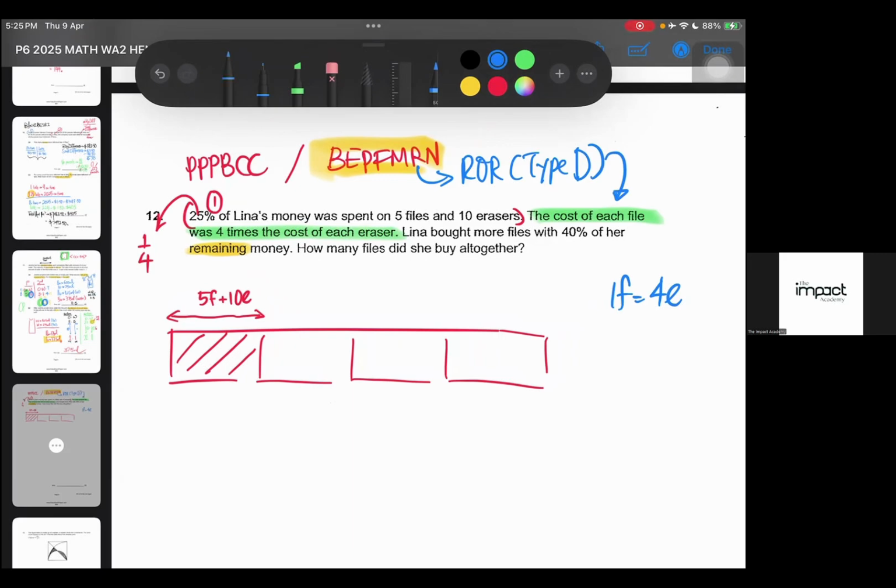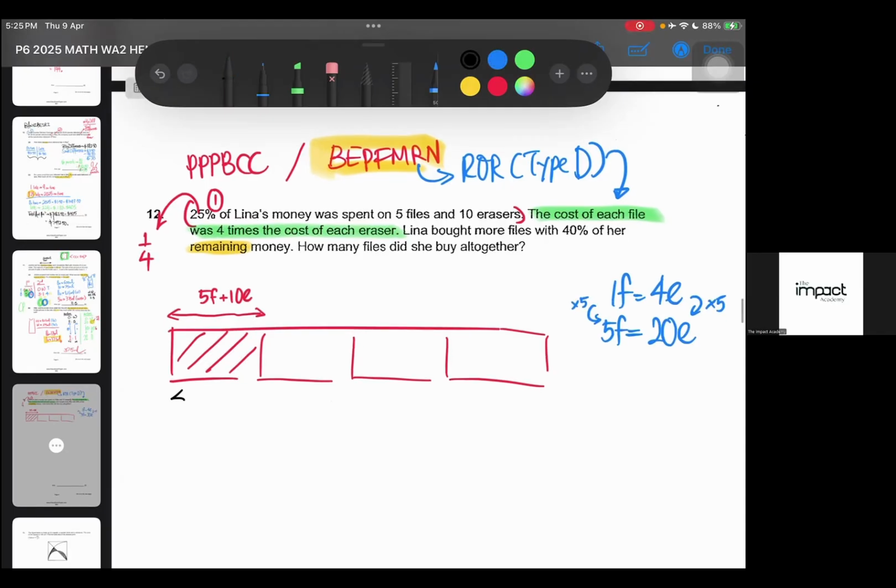Okay, so we know that 1 file is 4 erasers. Can I easily go and convert 5 files to erasers? We know that this basically means 20 erasers. Why? Because you times 5 here, you also times 5 here. So we know that whatever that is over here is basically 20 erasers plus 10 erasers. That gets me to 30 erasers. Is that okay? So we don't want to have files and erasers. It's too confusing. Just focus on one of the items. In this situation, I've chosen it to be eraser. If you choose it to be file, you want to convert everything to file, perfectly fine.